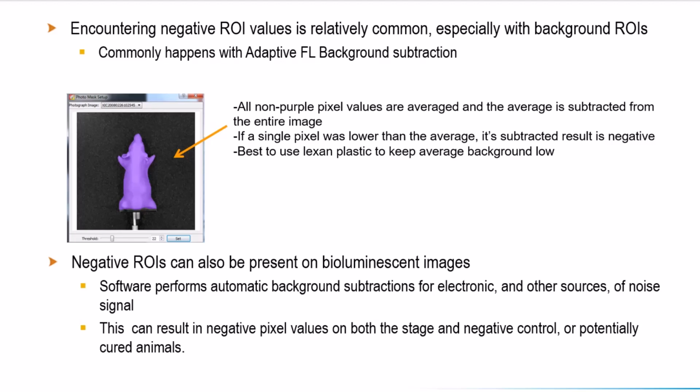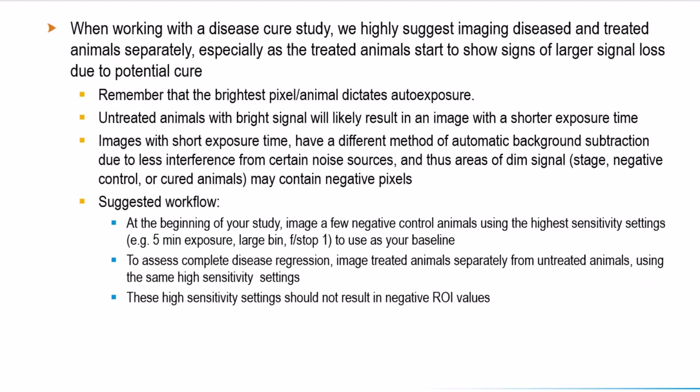So how will you know if your potentially cured animals are actually cured? You can use imaging to help assess whether you have cured your mice, but you should always check by a secondary method to verify complete disease clearance. When you're comparing diseased animals to naive control animals to assess cure by imaging, we recommend that those groups of animals are imaged separately throughout your study.